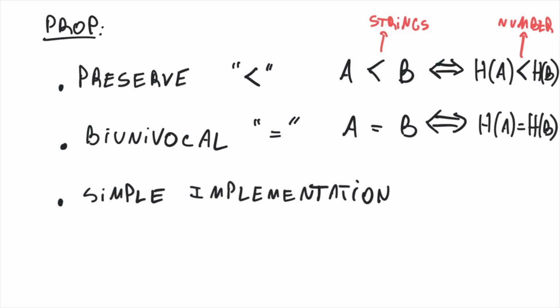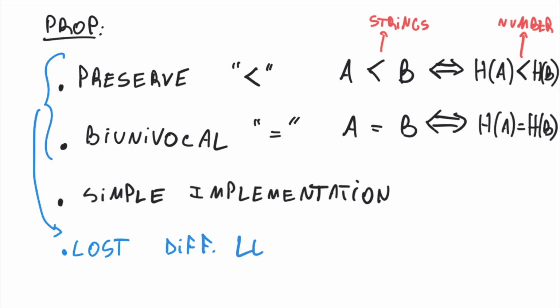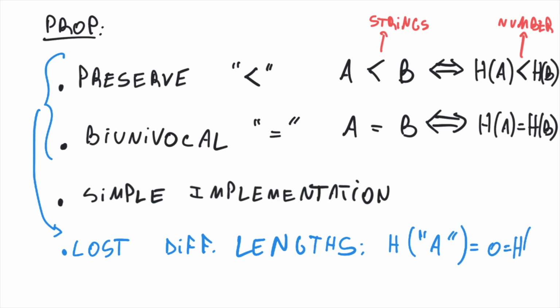However, this function also has some not so nice properties. In particular, these two are lost when you consider strings of different lengths. So if you're going to compare different lengths, you don't really know whether a string is equal to another string or not if their hashes are the same, or one is less than the other. And a trivial example for that is that the hash of the single character A, which is 0, because the value that we assigned to the character A was 0, is also the hash to the string with two characters A, right?